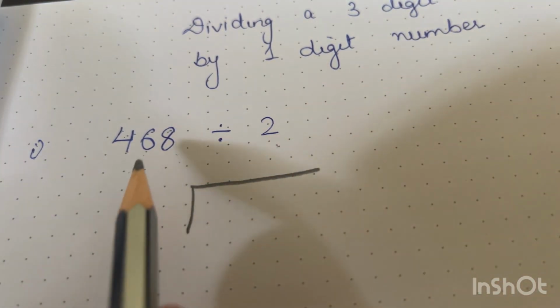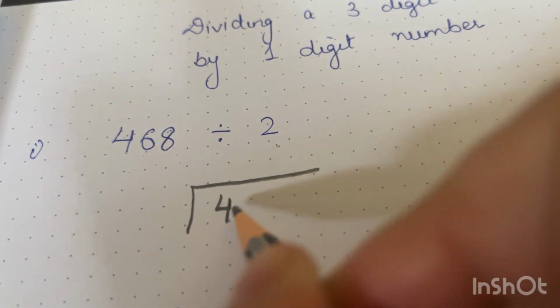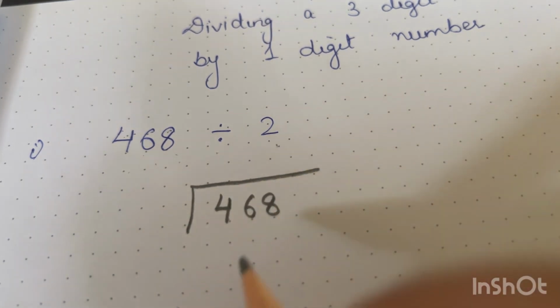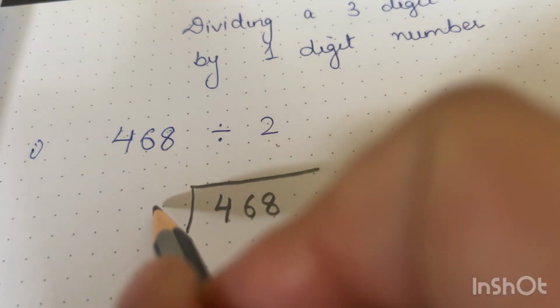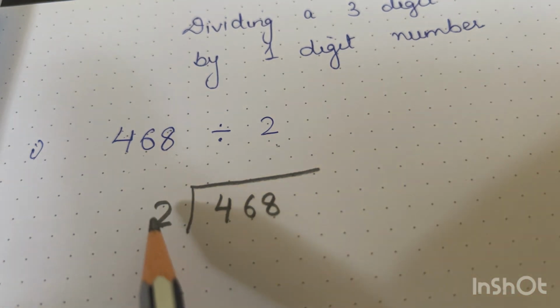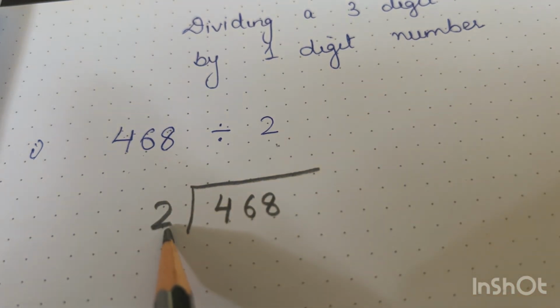Here I'll write the dividend. The number which we write inside the box is called the dividend, and the small number which we write outside is called the divisor. So now let us start how to do it.